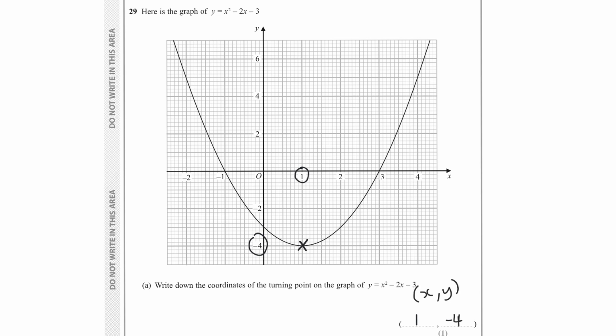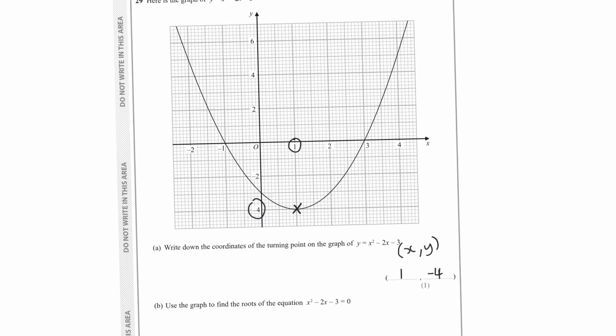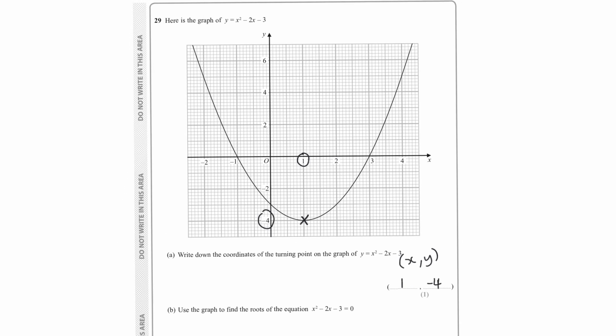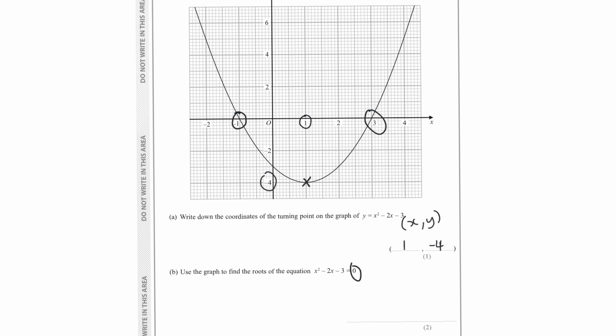So that's that answer. And then in terms of the last question, it says use the graph to find the roots of the equation x squared minus 2x minus 3 is equal to 0. So if you look here, it's basically the same equation. They've just replaced y with 0. So essentially the roots are when y is equal to 0, which is our x-axis. So we're looking at points where the graph crosses the x-axis, which is here and here. So we can see that it crosses when x is equal to 3 and x is equal to minus 1. Therefore, our roots are going to be 3 and minus 1.